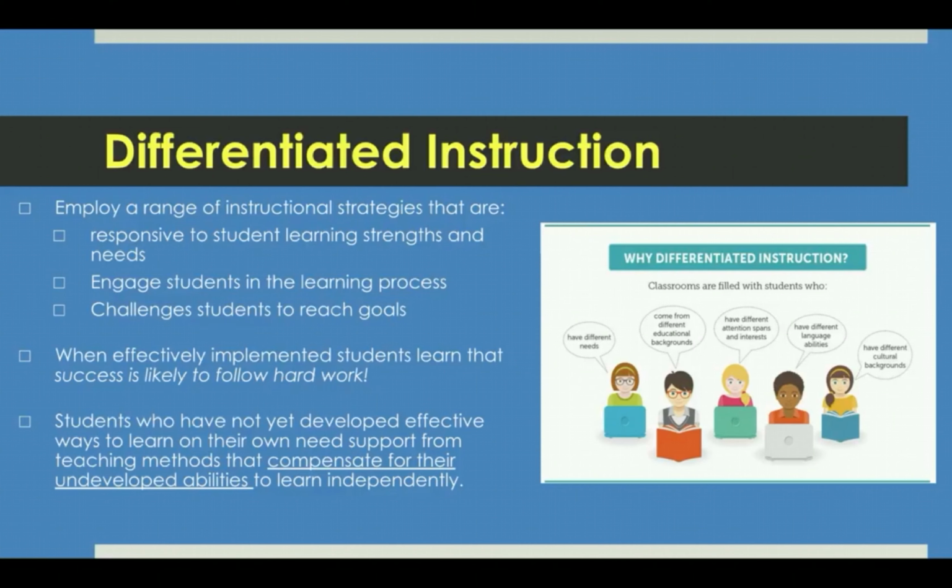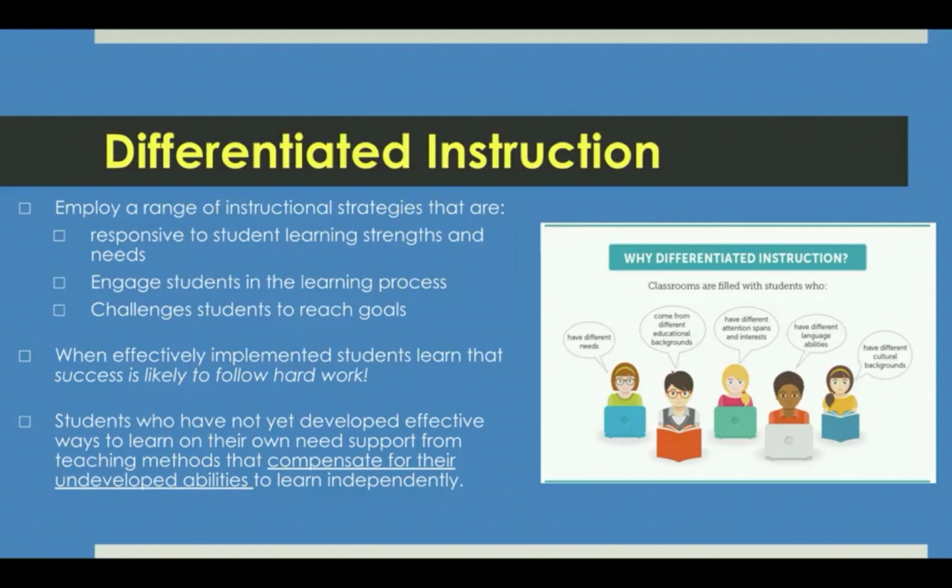For students who have not yet developed effective ways to learn on their own, they might need support for other ways to compensate. This might be the case for students who have more significant communication needs or cognitive needs. You will find accommodations such as technology or a talker, or if it's related to their writing, maybe they use a computer to complete their assignments. You find other ways to compensate for those abilities that have not yet been developed so that they can continue to learn as independently as possible.